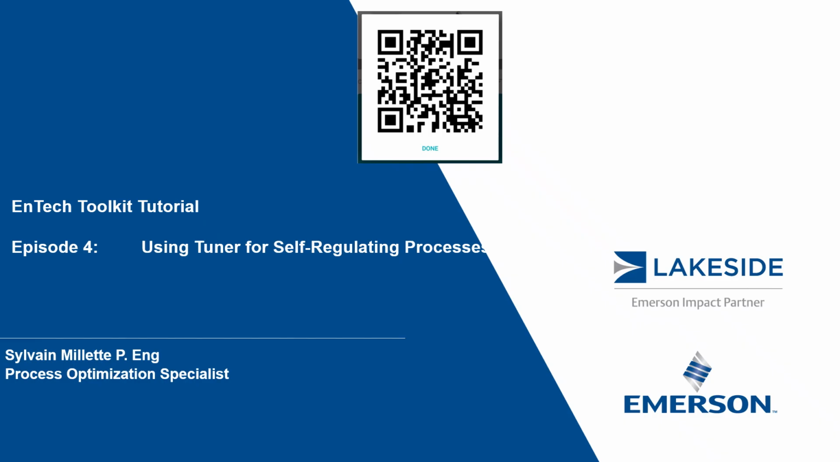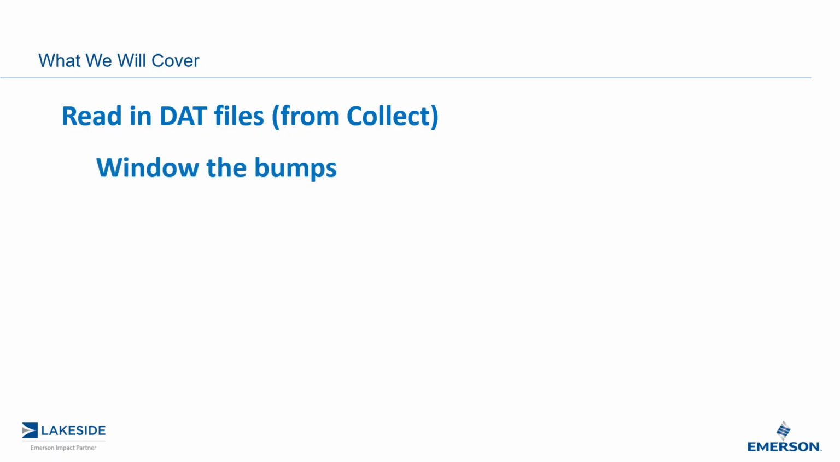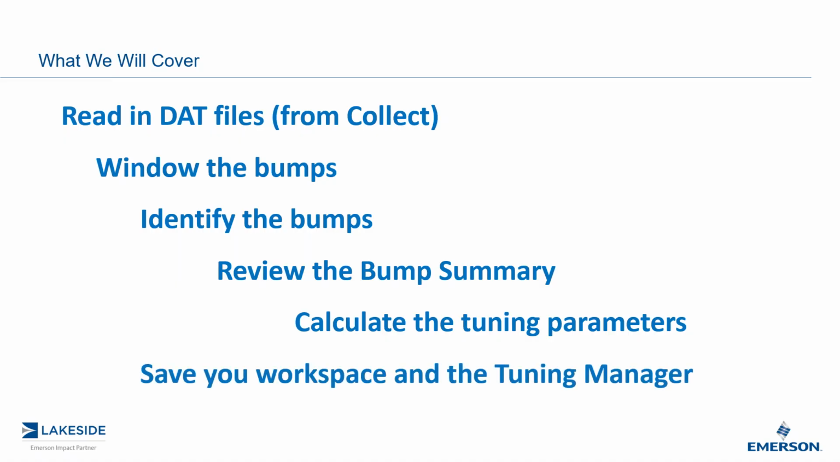In this episode, we'll be talking about how to use Tuner to tune self-regulating process control loops. We're going to cover how to read in the DAT files from Collect. We're going to talk about windowing the bumps, identifying the bumps, reviewing the bump summary, calculating the tuning parameters, and how you save your workspace, and how that relates to the tuning manager.